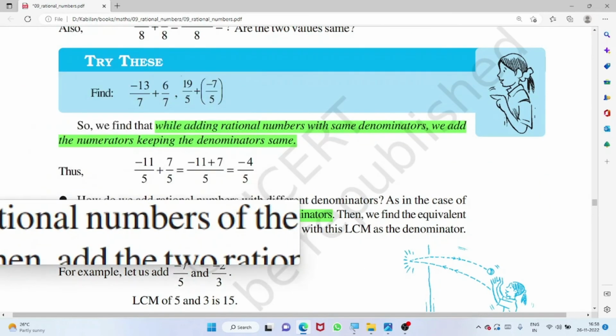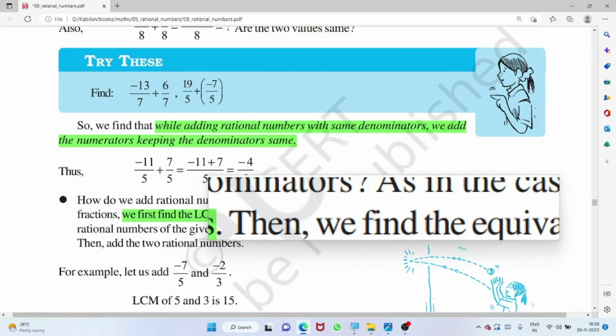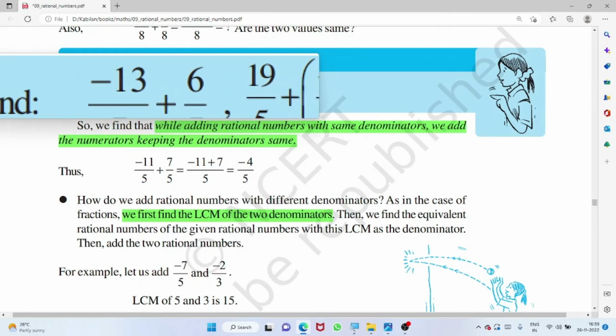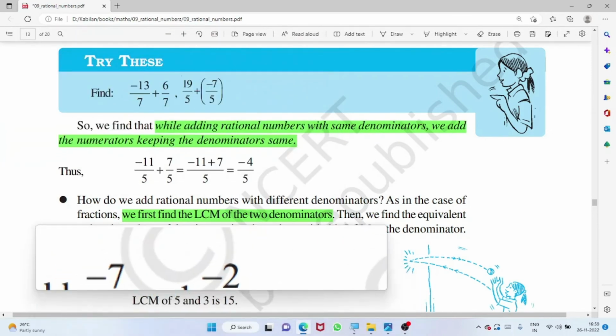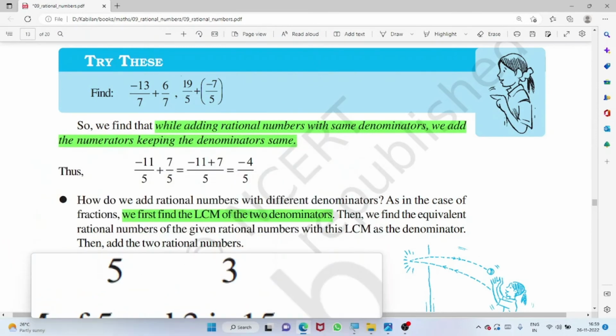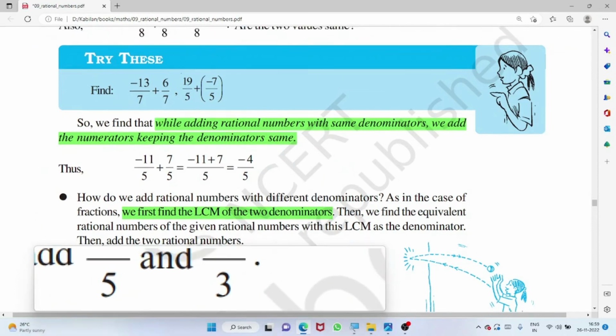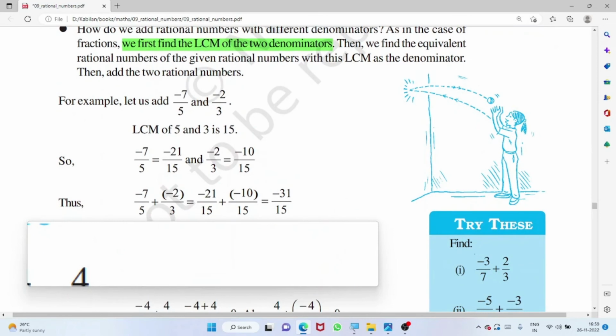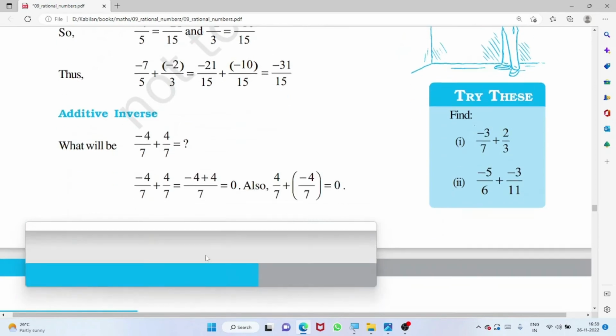While adding rational numbers with the same denominator, we add the numerators, keeping the denominator the same. See here, the denominator is the same, so only the numerators we add. Minus 13 plus 6 will become minus 7, with the 5 as the denominator. Minus 11 plus 7 is minus 4. But if the denominators are different, you have to find the LCM, then add, like you did in fractions.